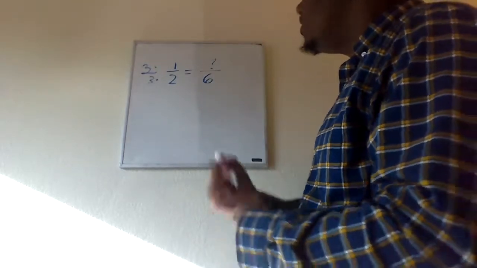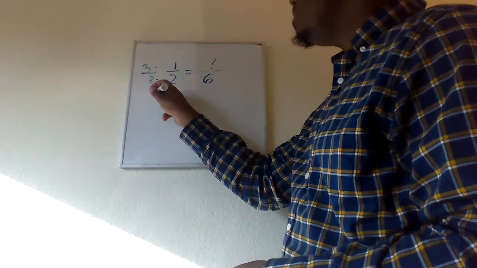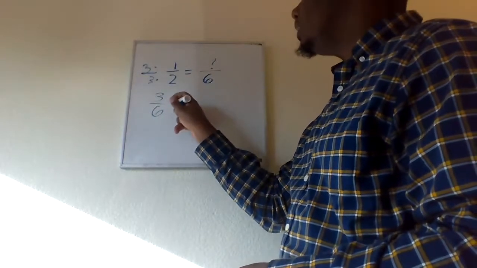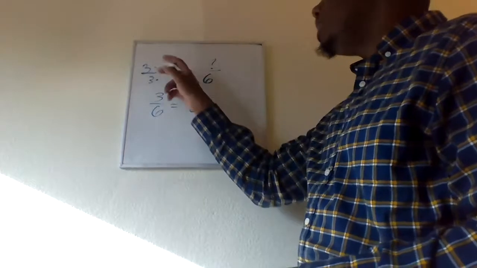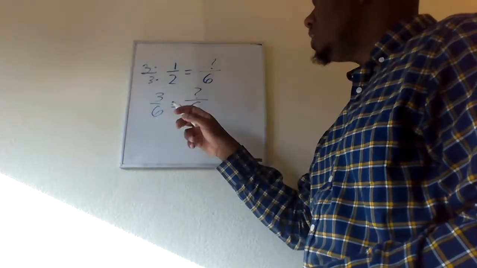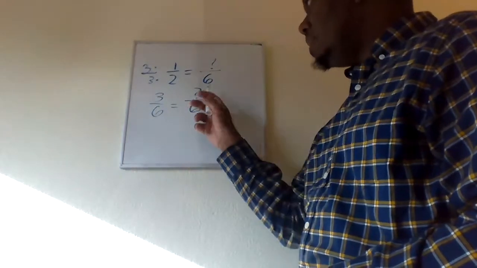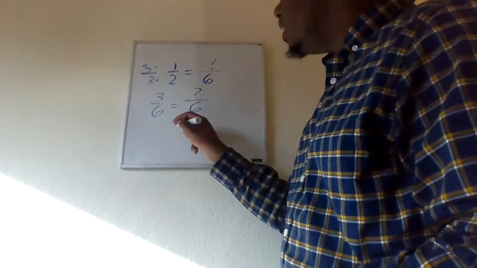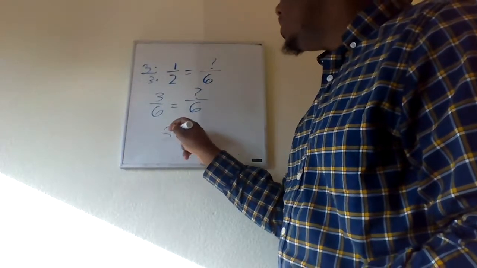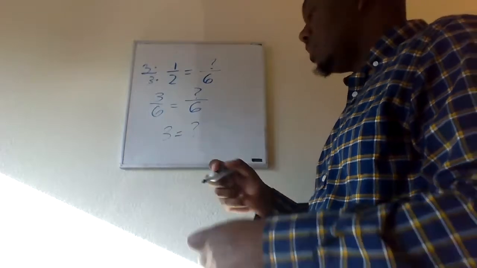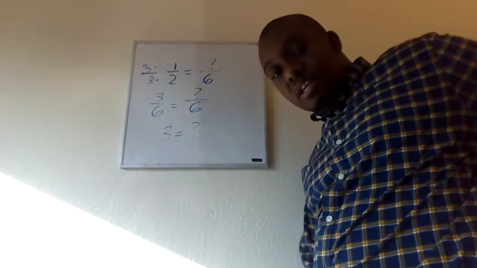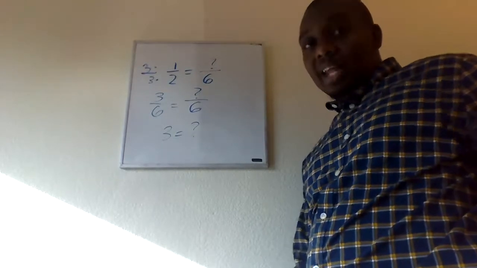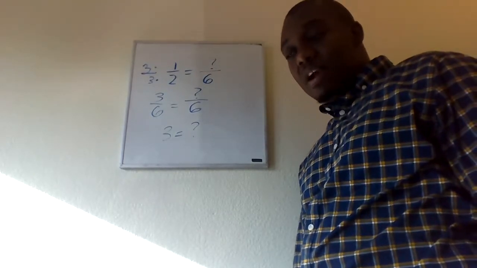All right. Well, let's see what we get here. In this case, we end up with 3 over 6, because 3 times 1 is 3, and 3 times 2 is 6. Well, the 6's are the same. That means the numerators have to be the same as well. So this means that if we want to change 1/2 to have a denominator of 6, we would just change the numerator to be 3. That's it. That's how you do an equivalent fraction.